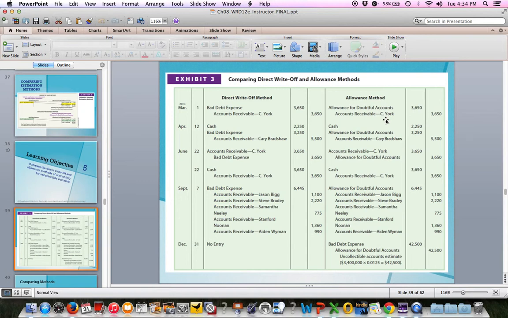We're going to do some collections. You can see what those entries are, and so on. Basically, we only record bad debt expense on the right-hand side under allowance when I make my annual adjusting entry. On December 31st, I make my adjusting entry. I don't make an adjusting entry for the direct write-off method because I've just been writing off accounts as they become uncollectible. That's all I've been doing. So that's one big difference.